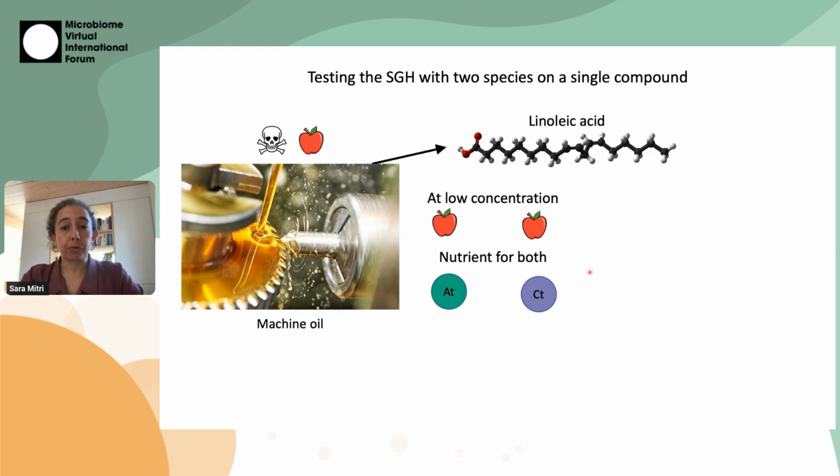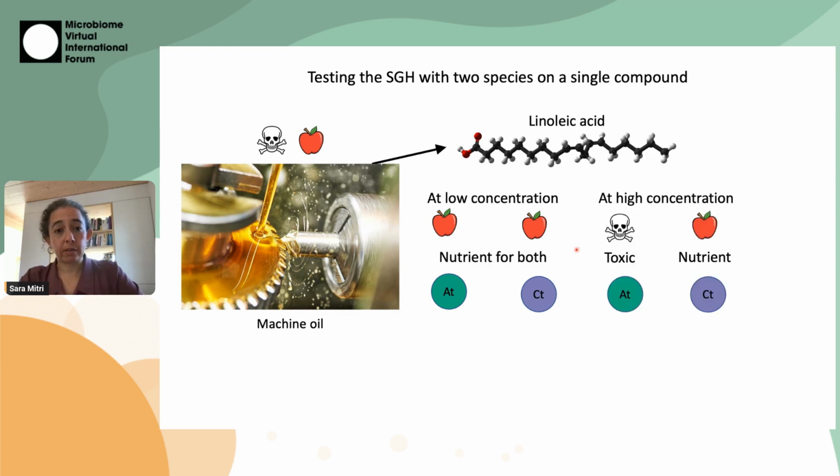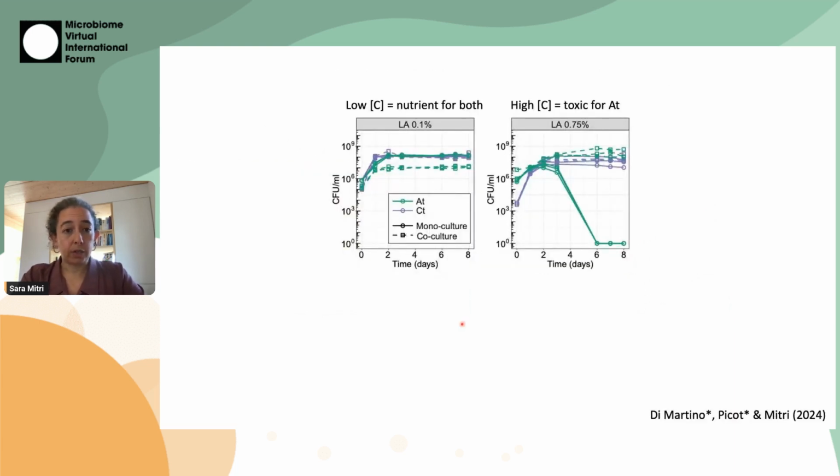But then if you increase the concentration of linoleic acid, it becomes toxic for AT, but is still a nutrient for CT. And so the prediction then was that at low concentration, when it's a nutrient for both, we should see competition. But then when it becomes toxic for one species, we would maybe see a positive effect of CT on AT. So that's indeed what we saw.